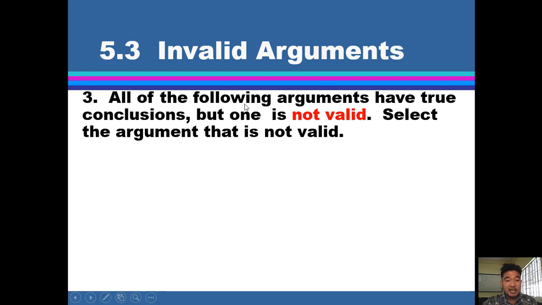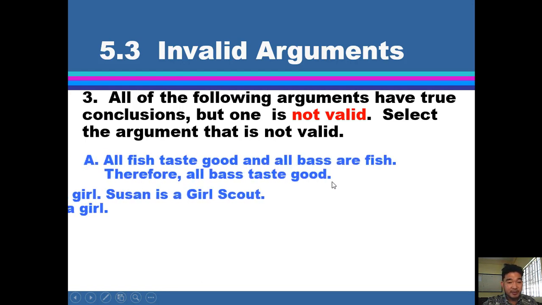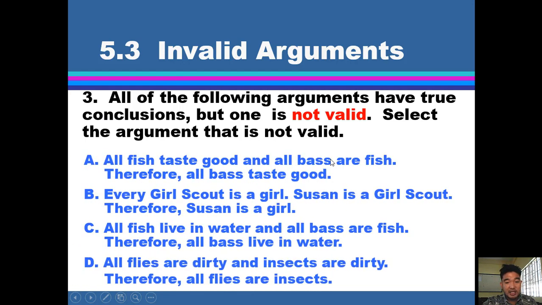Ayan. So, lahat daw, all of the following arguments have true conclusions. Meron daw totoong conclusion, but one is not valid. Alin daw yon? All fish taste good and all bass are fish. Therefore, all bass taste good. Ayan, tama ba yon? Every Girl Scout is a girl. Susan is a Girl Scout. Therefore, Susan is a girl.